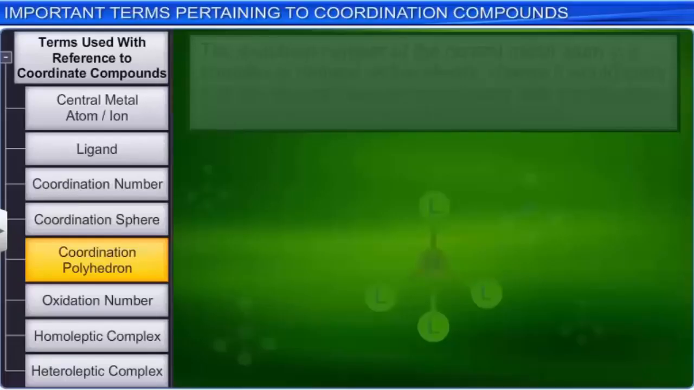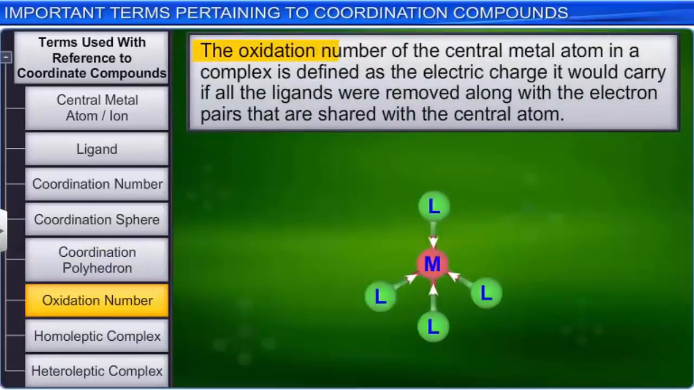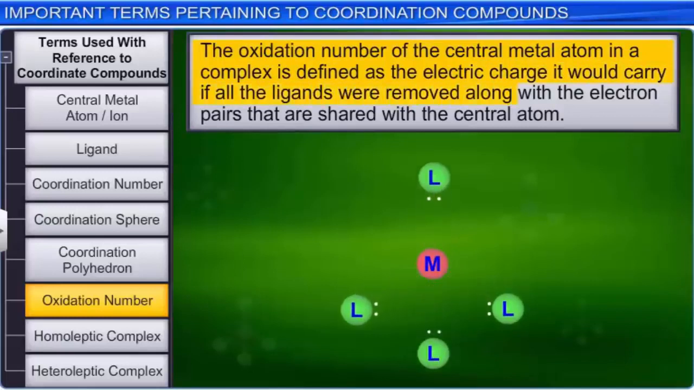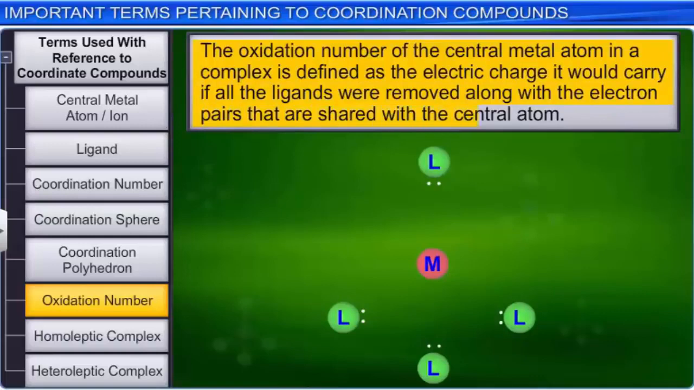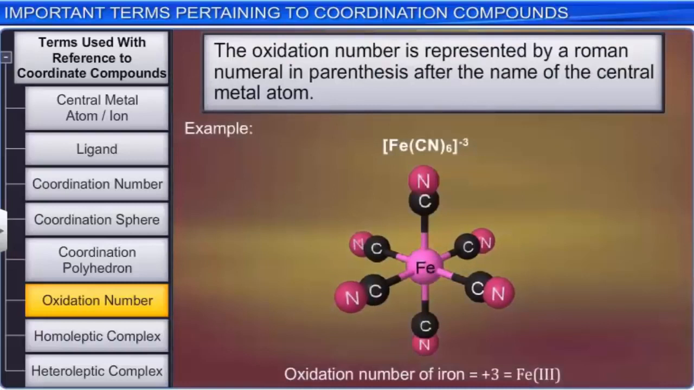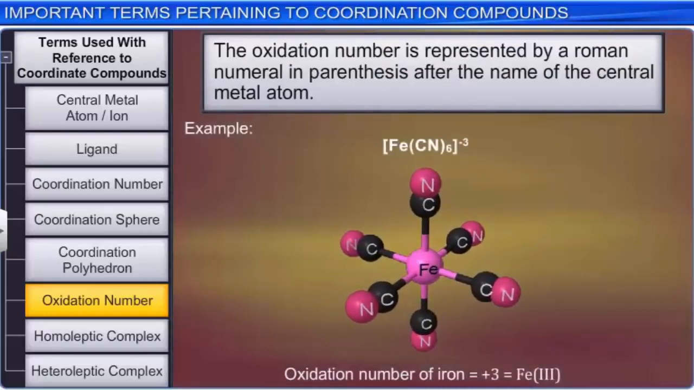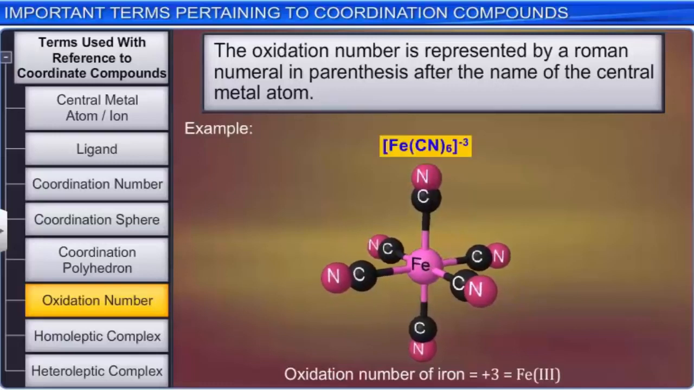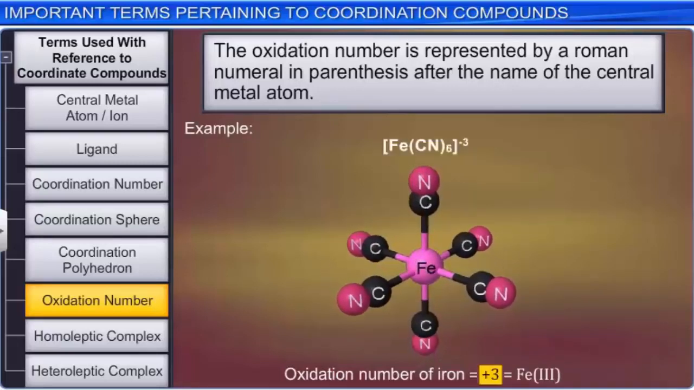One of the most important terms we often use is the oxidation number of the central atom. The oxidation number of the central metal atom in a complex is defined as the electric charge it would carry if all the ligands were removed along with the electron pairs that are shared with the central atom. The oxidation number is represented by a Roman numeral in parentheses after the name of the central metal atom. For example, the oxidation number of iron in [Fe(CN)6]3- is +3, and it is written as Fe(III).